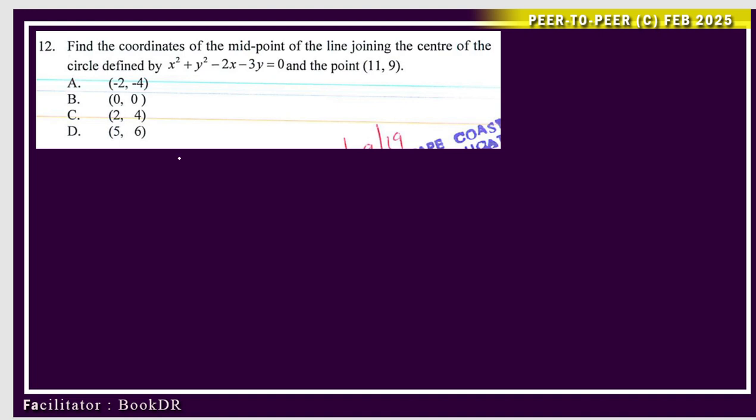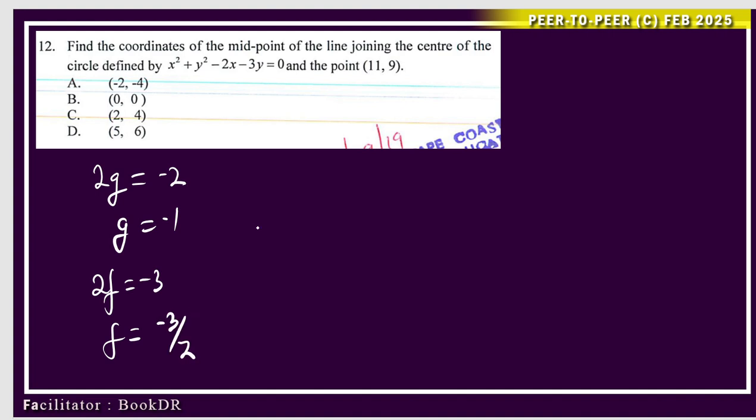Find the coordinate of the midpoint of the line joining the center of the circle and the point 11, 9. So first we have to determine the center of the circle. So we know, comparing, 2j is equal to minus 2 implies our j is equal to negative 1. And then 2f is equal to minus 3 implies our f is equal to minus 3 over 2. So our center will be, negative, so it becomes positive 1 comma positive 3 over 2.